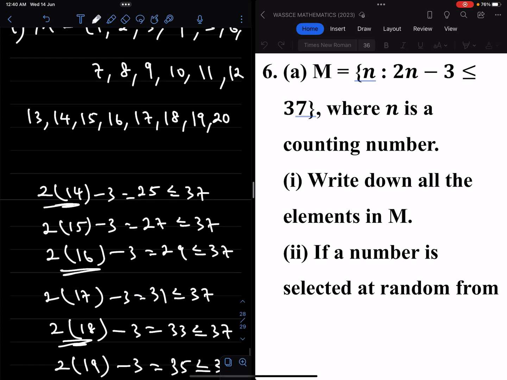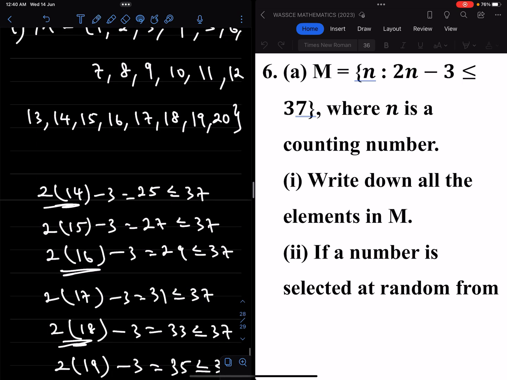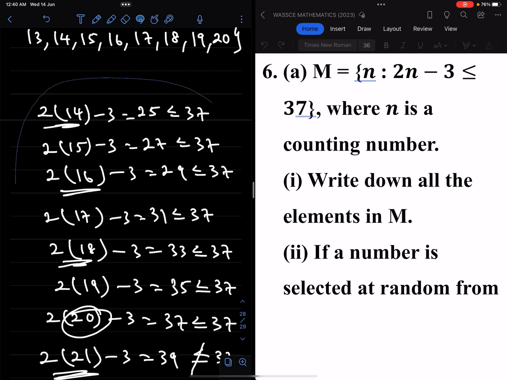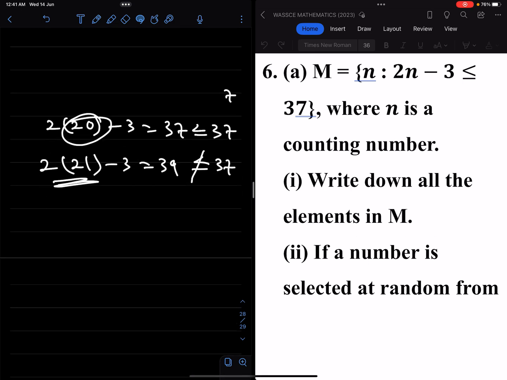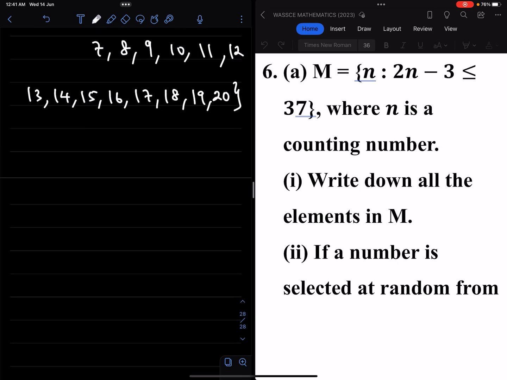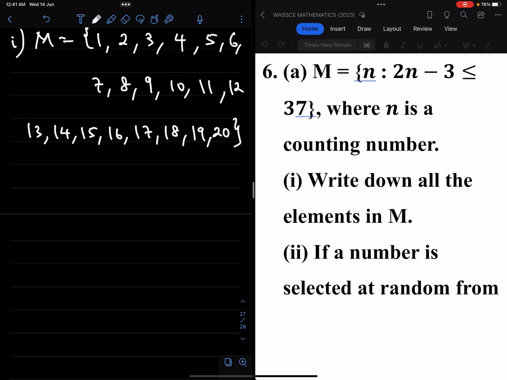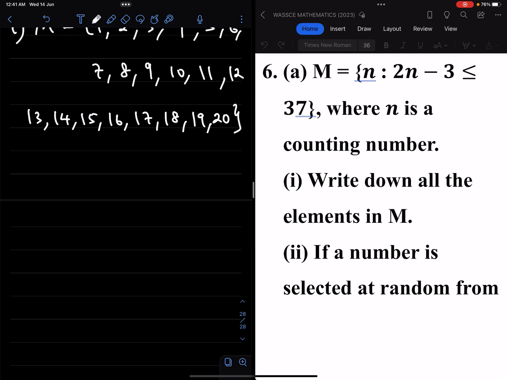So the elements of the set M are 1, 2, 3, 4, 5, 6, 7, 8, 9, 10, 11, 12, 13, 14, 15, 16, 17, 18, 19, and 20. Now, that looked like a long one, but we needed to go through obtaining the elements that way, so it will be easy, so we don't get confused, and so we can understand it easily.